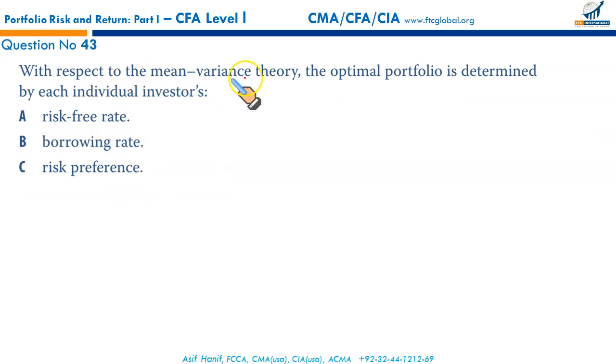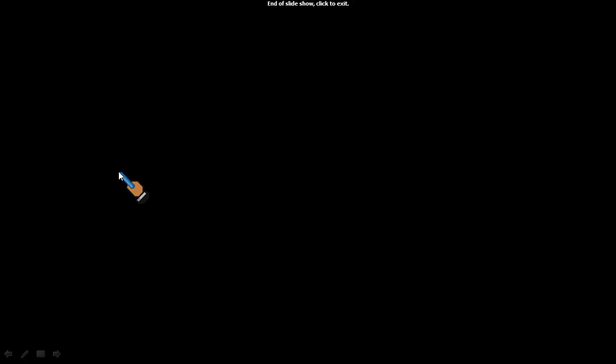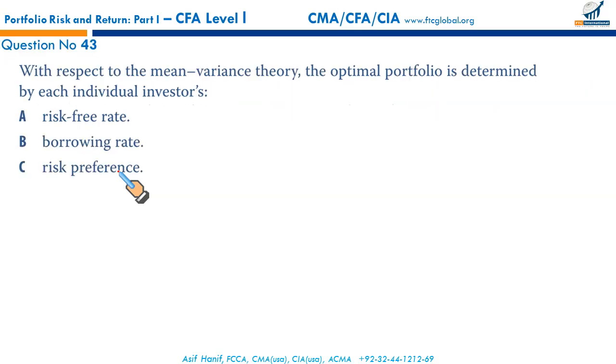With respect to the mean variance theory, the optimal portfolio is determined by each individual investor's, not the risk-free rate, not the borrowing rate, rather risk preference. Each individual investor's optimal mix of the risk-free asset and the optimal risky asset is determined by the investor's risk preference, and that makes C the correct option, and it ends your EOC's portfolio risk and return part 1.